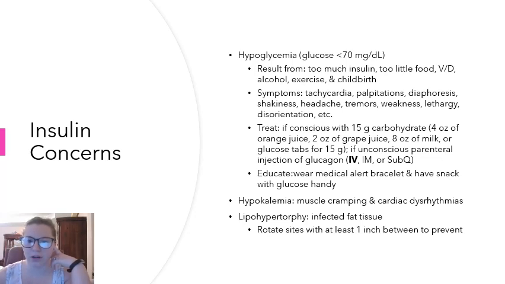Sometimes they can start feeling like an aura before it happens, and they can start taking their snacks. So we're going to treat this if they're conscious with 15 grams of a snack. So that can be, your book describes 4 ounces of orange juice, 2 ounces of grape juice, 8 ounces of milk, or glucose tablets for 15 grams. You don't need to know how many ounces of each kind of thing. That'll be an option for you to pick one of those. I'm not going to ask you to memorize 4 ounces of juice versus 8 ounces of this other juice. So just know that those are options.